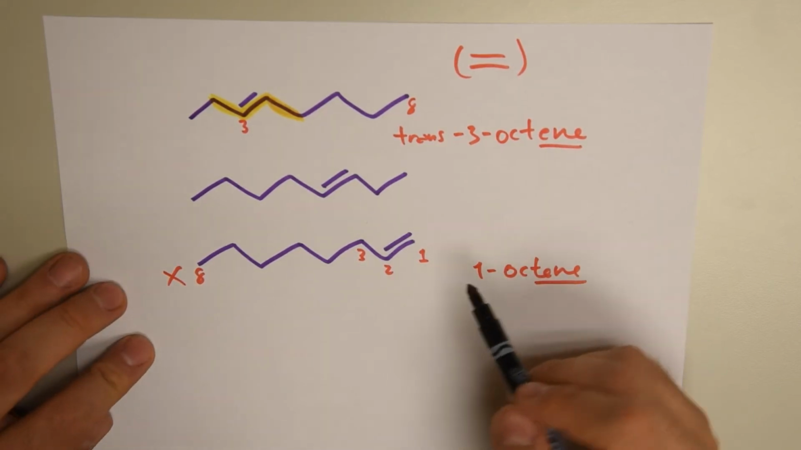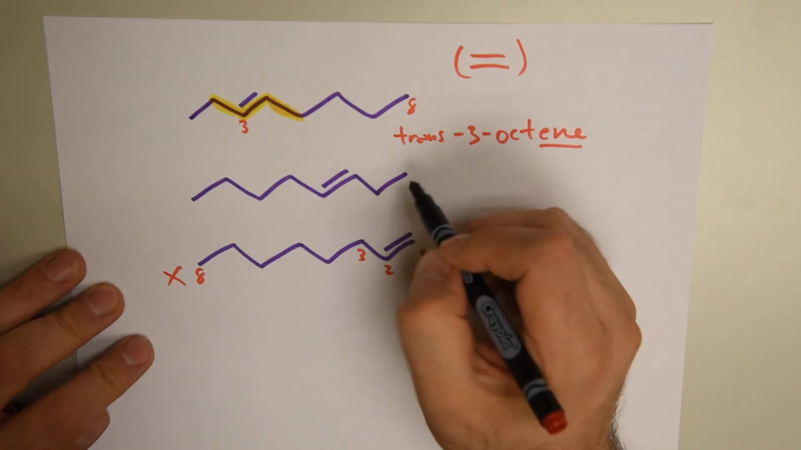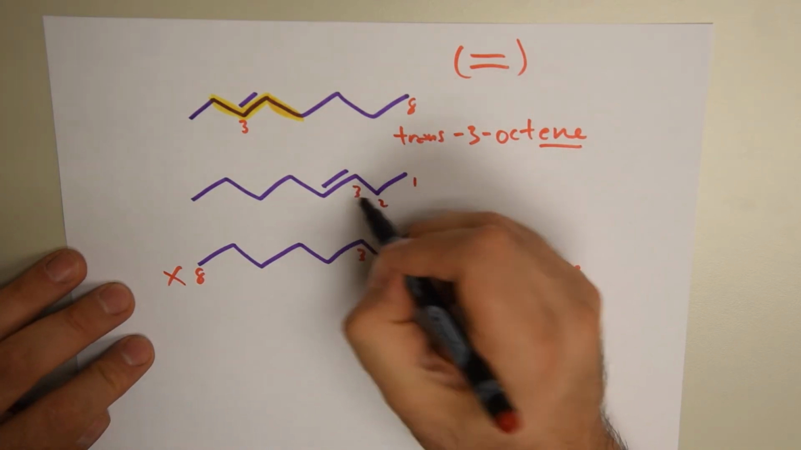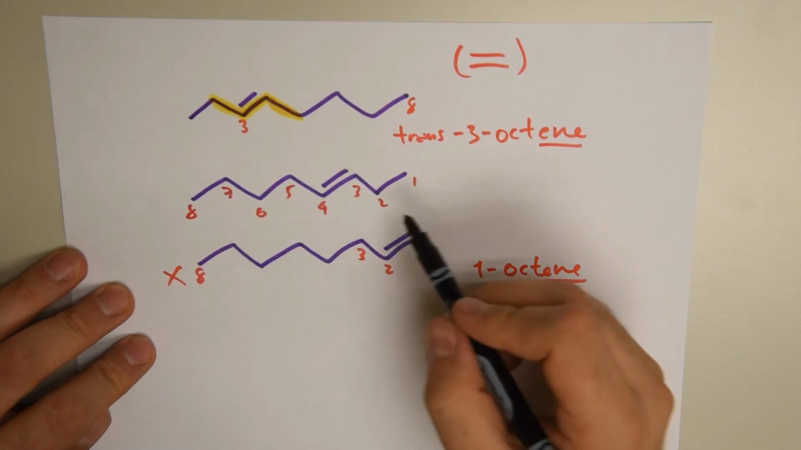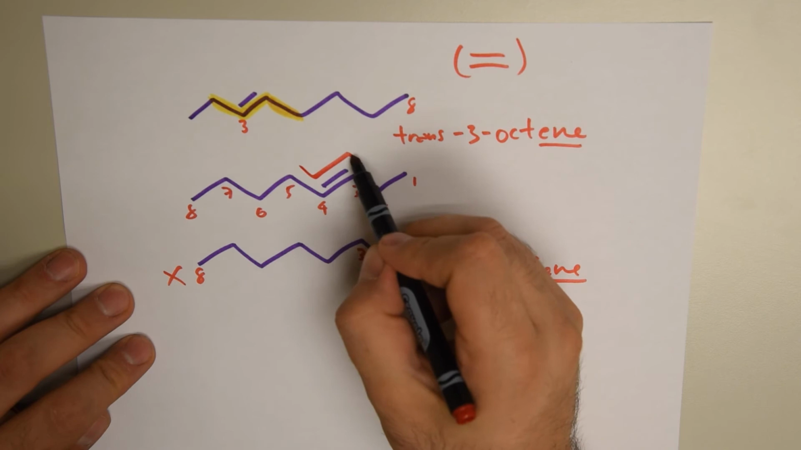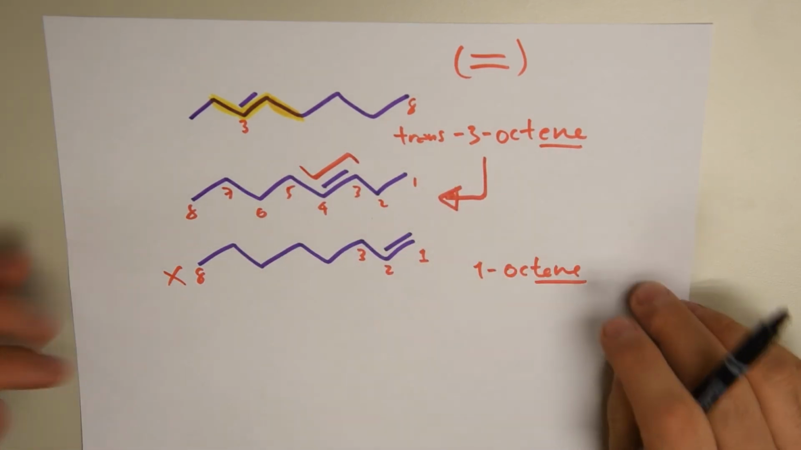Let's look at the middle example. Again, following the longest chain, the double bond wants the lowest number, so I'm going to start numbering on this side. 1, 2, 3, 4, 5, 6, 7, 8. So, in conclusion, we look at this. This is also my lightning shape. This is the same molecule, it's just flipped on the other side.